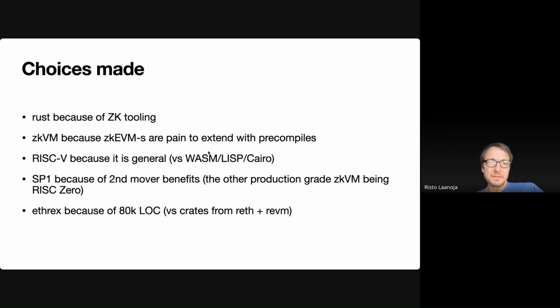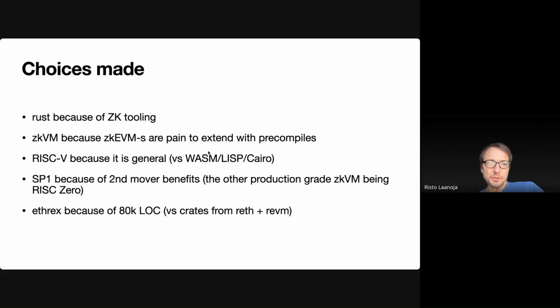So RISC-V is a VM instruction set because it's like a de facto standard of anything which works in production. Others being WebAssembly, which is higher level but less efficient. It has a funny memory model, which is not efficient on ZK. Then Lisp, and there is a Starkware stack based on the Cairo language, which are more specific, all of them. But RISC-V is the most general VM.